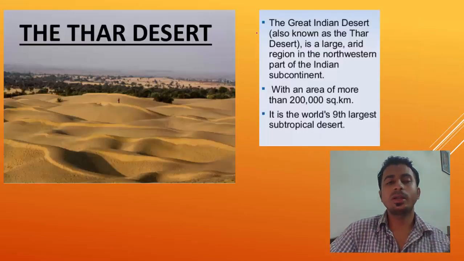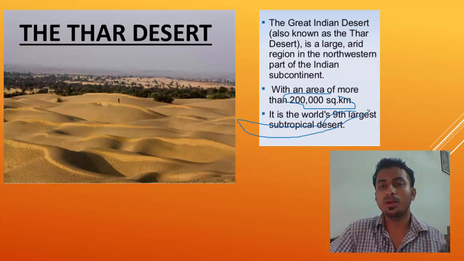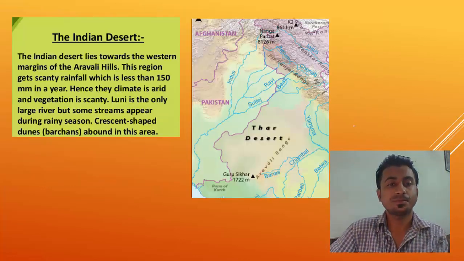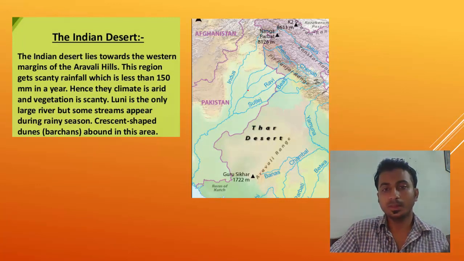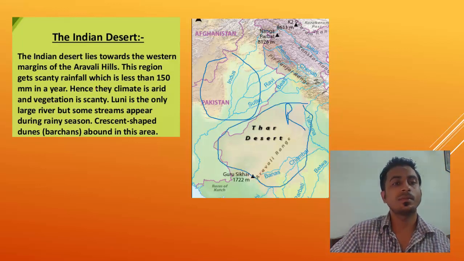Now let's move on to the Great Indian Desert or the Thar Desert, which is in Rajasthan. Its area is 2 lakh square kilometer and it is the ninth largest subtropical desert. Okay. You can see in the map. This is Pakistan. This is India. This is Rajasthan. So Thar Desert is almost completely in Rajasthan.